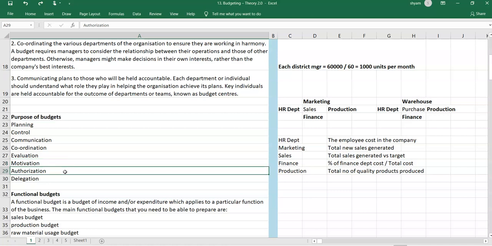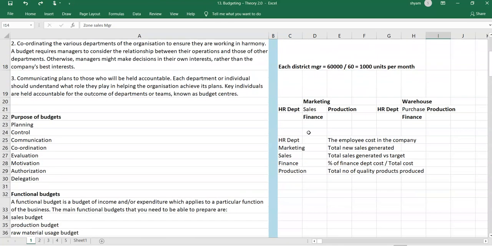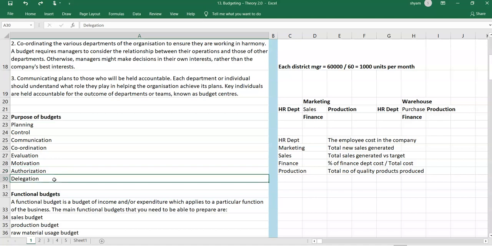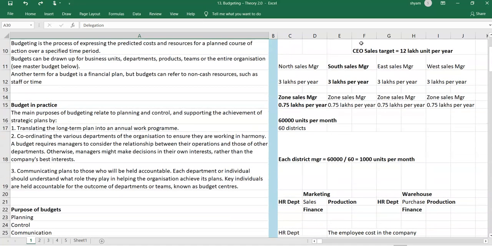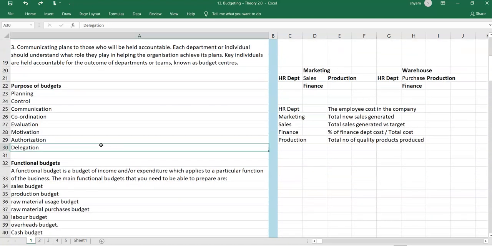Next is authorization, which is approval. Budgets can also be used as an approval. What is the sales target? The CEO approves the sales target for each of the managers, and in turn each sales manager approves the sales target for the people below. That works as authorization. Last, it is also delegation. Just like the CEO gives his target to the regional managers, these regional managers give the target to the zonal managers. Like that, it is delegating responsibility. So that's the concept of the purpose of budgeting.